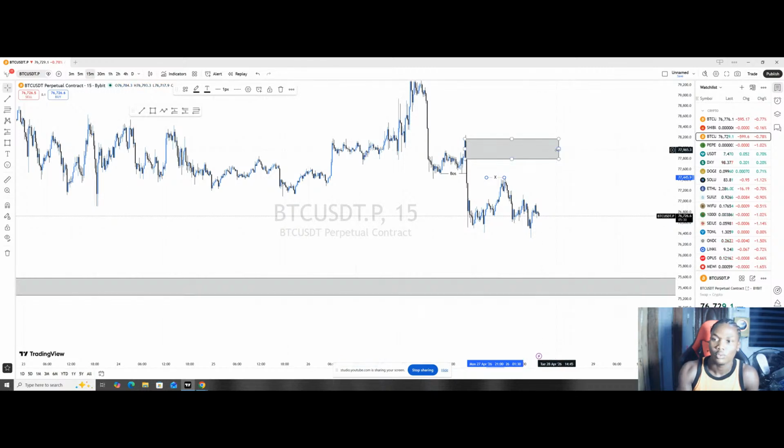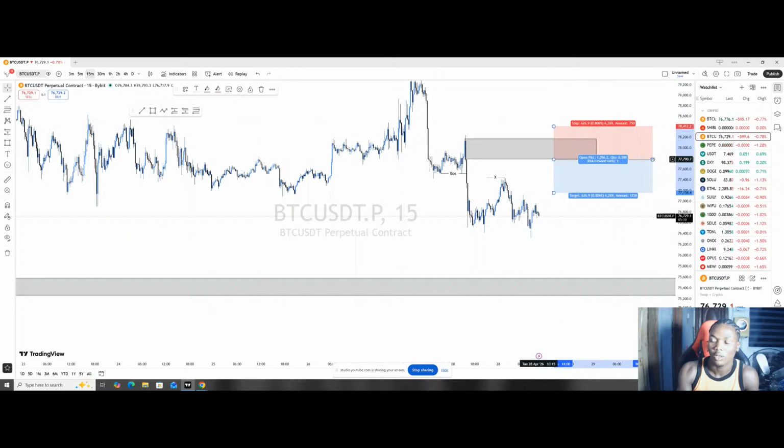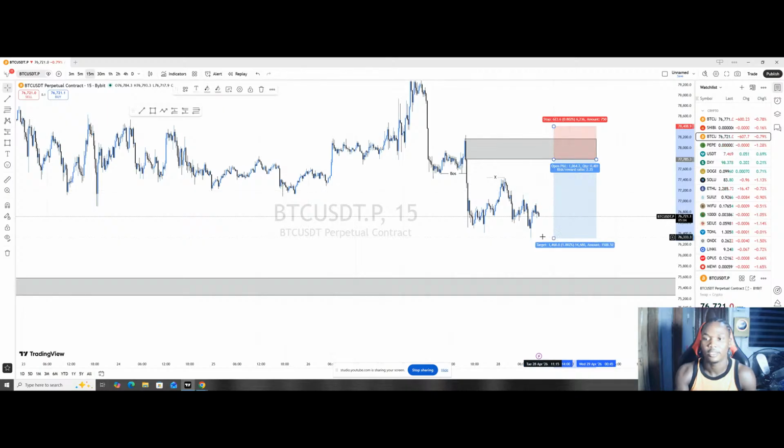Now we have one trade on BTC. Let me set my stop loss and take profit. Our stop loss is going to be a little bit above this week. Now our take profit is going to be here. This is actually decent, but we could adjust our take profit to this level. But I'm going to be targeting the last low, so let me just put my take profit here.